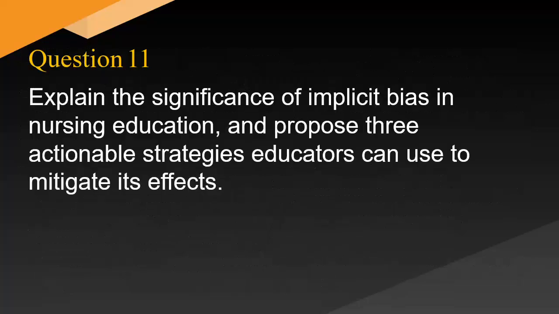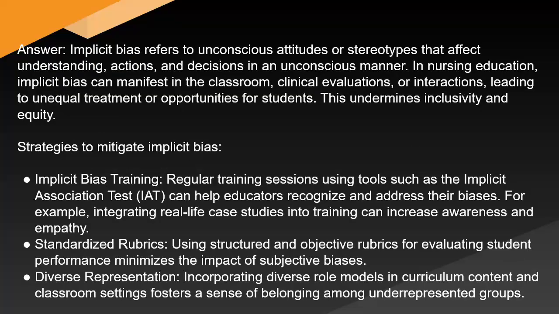Explain the significance of implicit bias in nursing education and propose 3 actionable strategies educators can use to mitigate its effects. Answer: Implicit bias refers to unconscious attitudes or stereotypes that affect understanding, actions, and decisions in an unconscious manner. In nursing education, implicit bias can manifest in the classroom, clinical evaluations, or interactions, leading to unequal treatment or opportunities for students. This undermines inclusivity and equity.